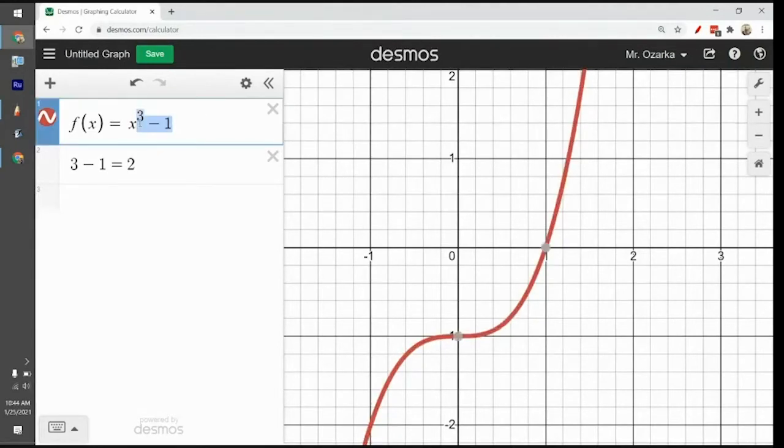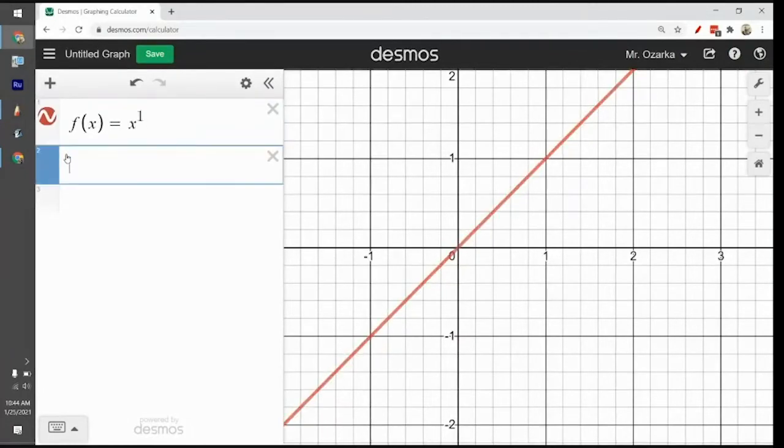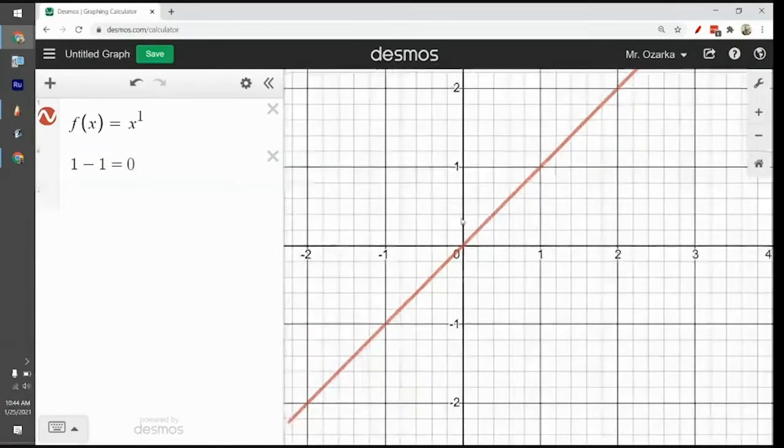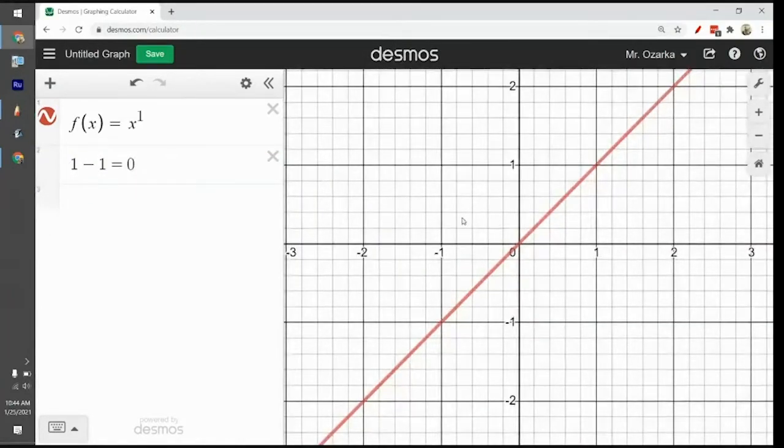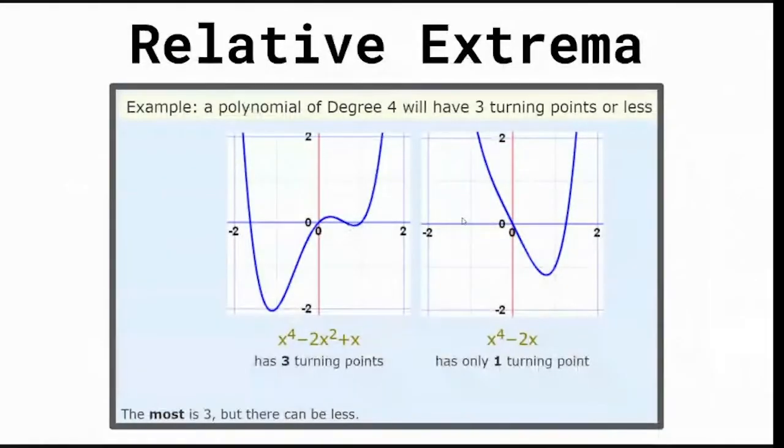If it has no turning points, then it's linear. The power for linear is to the first power. So if you did 1 minus 1, that's equal to 0. There's no turning point, so it actually still works. So relative extrema, also known as turning points, your degree will tell you how many there are. You just take the degree and minus 1. It could be less than it, though.